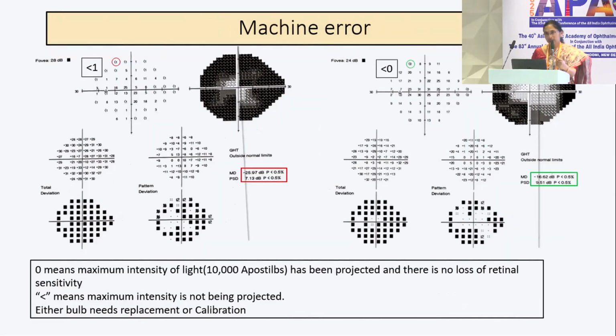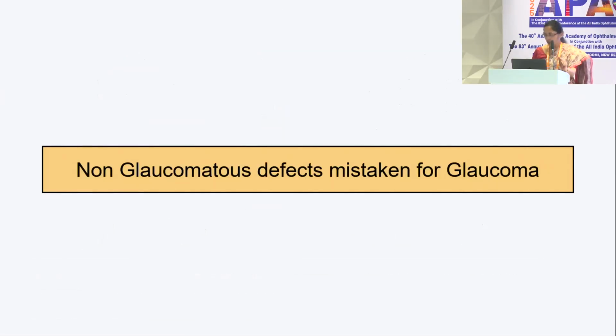As was just said in the previous talk also, threshold values of less than 1 or less than 2 can happen because of some machine error, because the complete intensity of the light is not projected, probably because of a malfunctioning bulb of the perimeter. That has to be noted, and when that is the case, the test can be performed after correcting the machine problems.